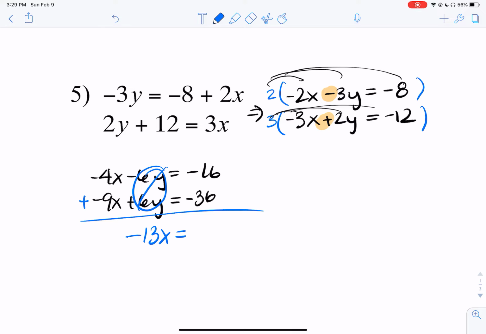And negative 16 plus negative 36, that's equal to negative 52. And dividing, we end up with 4. So the value of x is going to be 4.